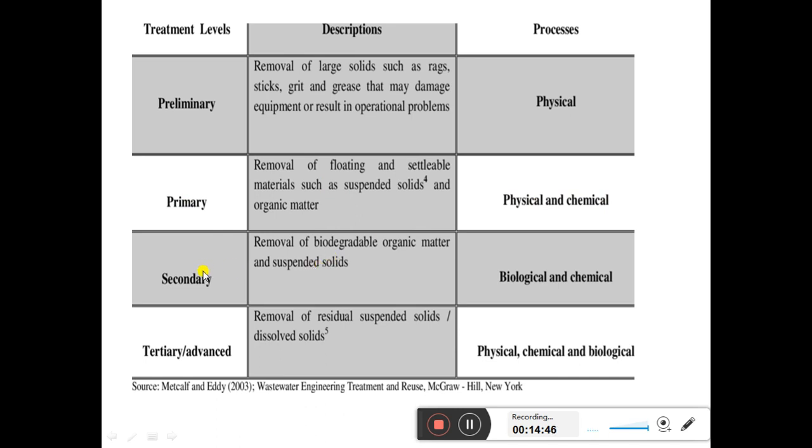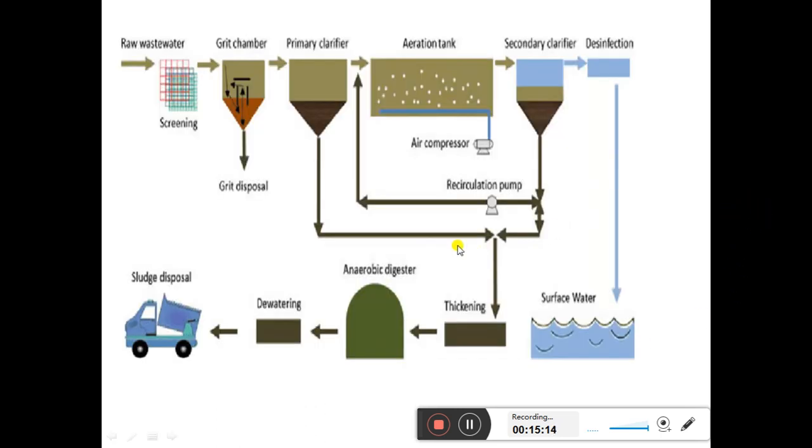Like that in the secondary, biodegradable organic matter and suspended solids are removed. So this involves the biological and chemical processes. The last, tertiary or advanced stage, involves the removal of residual suspended solids or dissolved solids. This involves the physical, chemical and biological treatments. This is the overall picture of this wastewater treatment, that is primary, secondary, tertiary and lastly the sludge disposal.